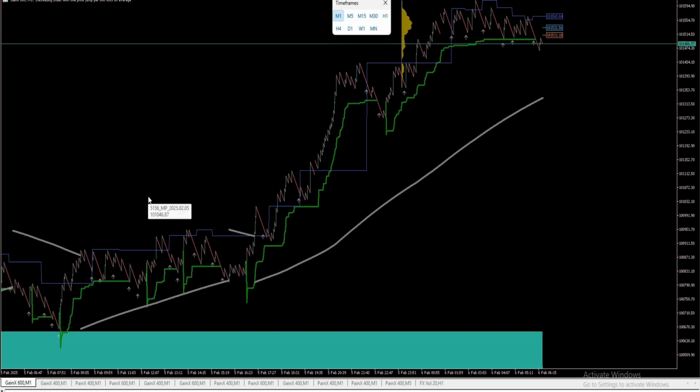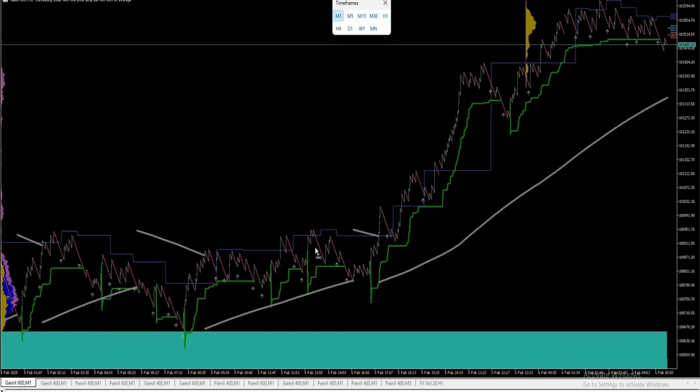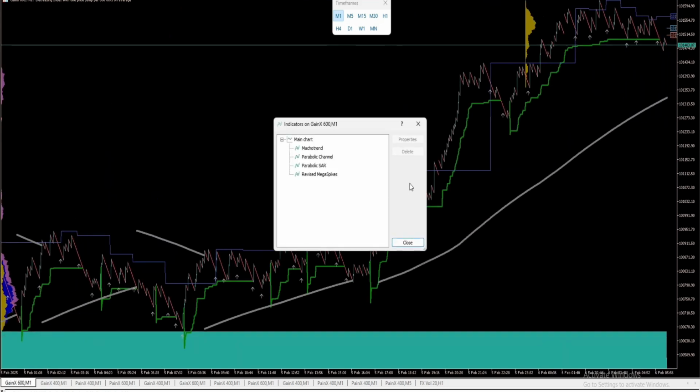Now this is the Gain X600. These indices are just like boom and crash, so don't mind the names and all that. This is just like Boom 500 or Boom 1000 or Boom 300. So that's it. Now just as it looks now, this particular strategy is comprised of the macro trend.